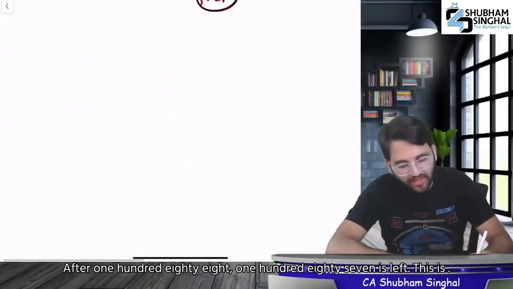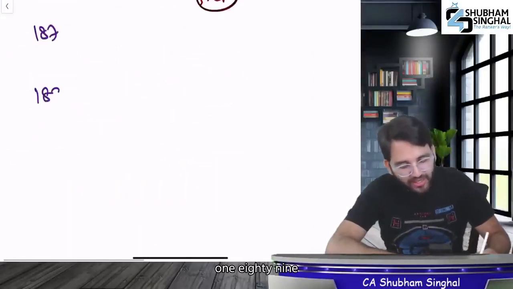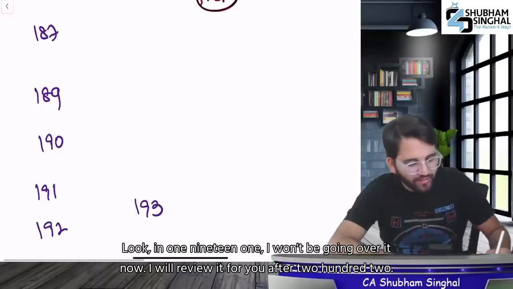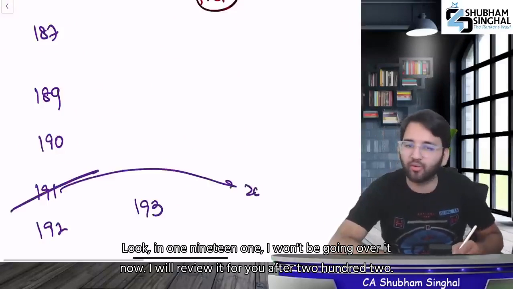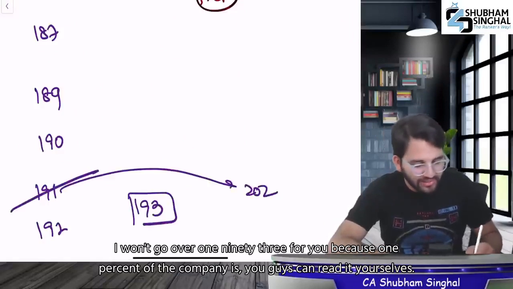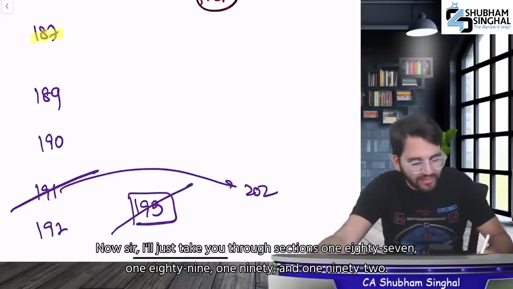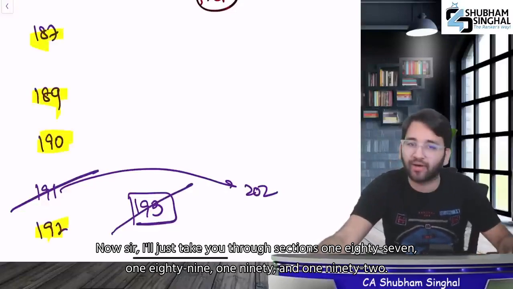I said after 188, 187 is left. 189, 190, 191, 192, 193. Look, we won't go over 191 now. We will revise it with 202, and neither 193 because it's a one person company and you can read it yourself. Now we will do 187, 189, 190 and 192.